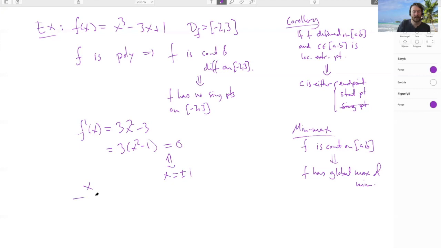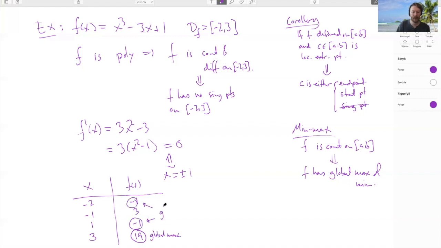So now I can make my list here. I have the endpoint here, I have minus 1, I have plus 1, and I have this endpoint here. I can compute the value of f here. We did that in the last film, and it's not complicated: it's minus 1 here, 3 here, minus 1 here, and 19 here. So now, since I have the list of all possibilities, the Min Max Theorem tells me that I do have a global max and a global min. I know that this has to be my global max value, and that these two guys here are my global minimum values. So this function can never be larger than this and never be smaller than this.